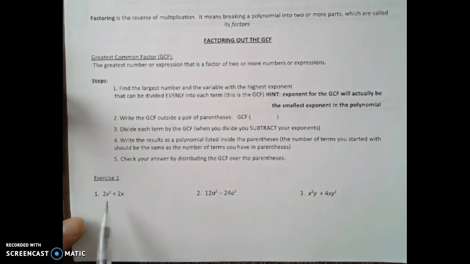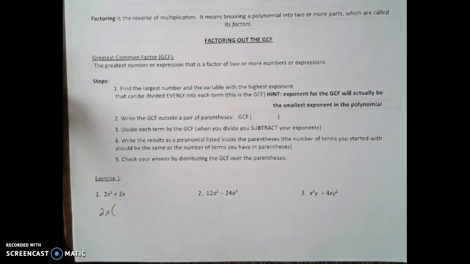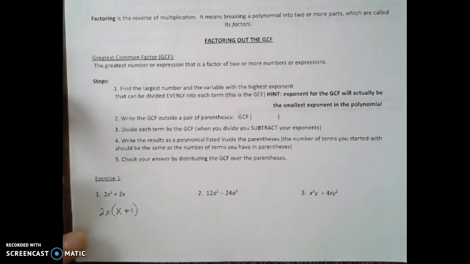In our first example, we have 2x squared plus 2x. Looking at both of these terms, I see that they have the number 2 in common, and they have the variable x in common, so I can use 2x as my GCF. Now I'm going to divide each term by 2x. 2x squared divided by 2x leaves you with x. And 2x divided by 2x leaves you with 1. So I'm going to have x plus 1 inside of the parentheses, and I have successfully factored out the GCF.